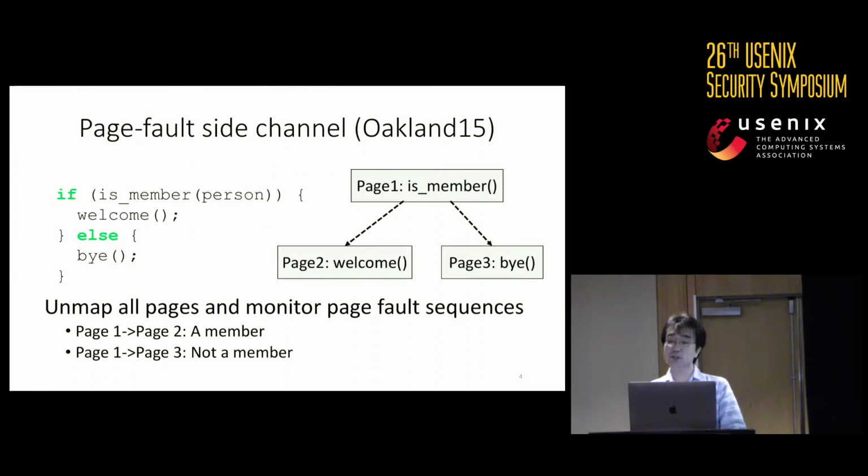This is a simple example showing how a page fault sidechannel works. Here, an attacker wants to know whether a person is a member of some system by inspecting whether the welcome or buy function was executed. If we assume that the three functions, is_member, welcome, and buy, are located in different pages, we can know which function was executed by unmapping all memory pages and then monitoring page fault sequences. For example, if we observe page faults at pages 1 and 2, we know that the person is a member of the system. Otherwise, if we observe page faults at pages 1 and 3, we know that the person is not a member of the system.